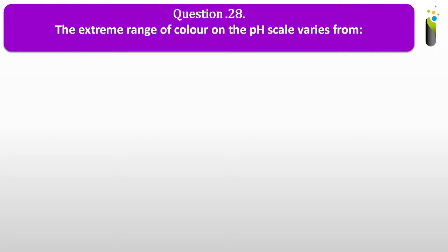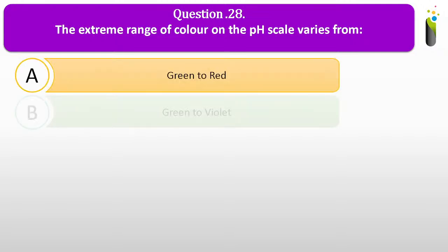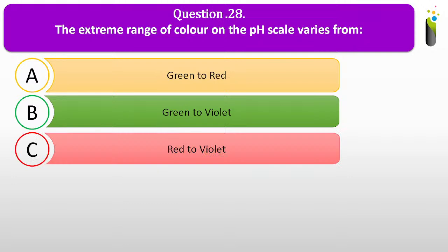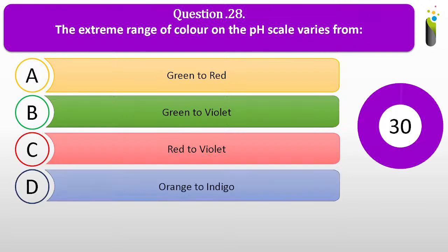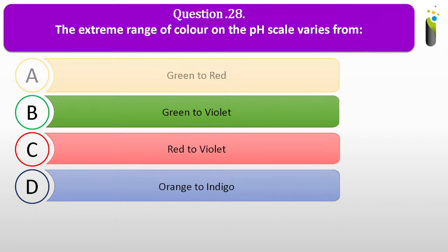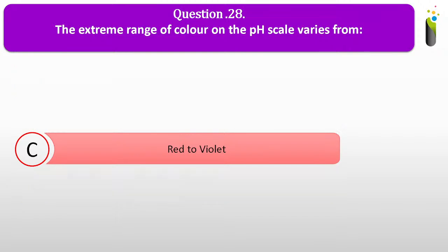Question number 28. The extreme range of color on the pH scale varies from dash. A. Green to red. B. Green to violet. C. Red to violet. D. Orange to indigo. And the correct answer is red to violet. Very good, Mr. Morgan, Arushi Shah, very good.